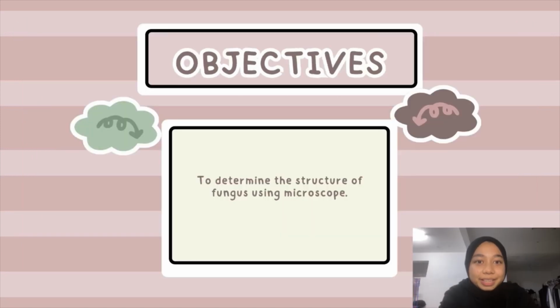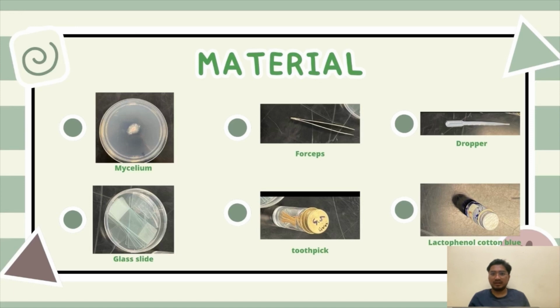The objective is to determine the structure of fungus using a microscope. So the materials that have been used in this lab are mycelium, glass slide, forceps, toothpick, dropper, and the last one is lactophenol cotton blue.